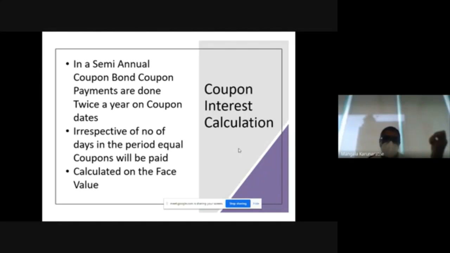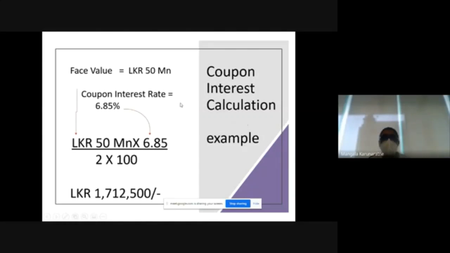And the coupon is calculated on the face value. So if the face value is 100 million and the coupon interest is 10%, it is 100 million into 10% and divide by 2 for one coupon payment. Why? 10% is an annual coupon rate. So you get 10 million, and 10 million will be divided by 2 and you get 5 million, right? So this is how we do the coupon interest calculation.